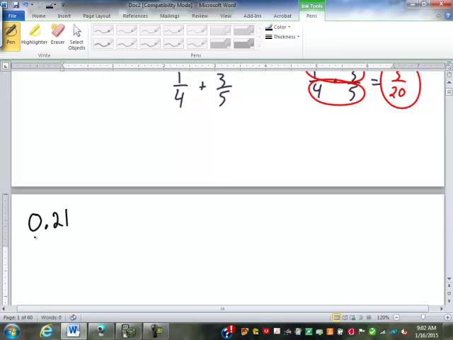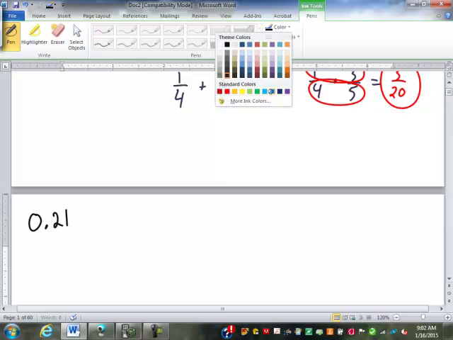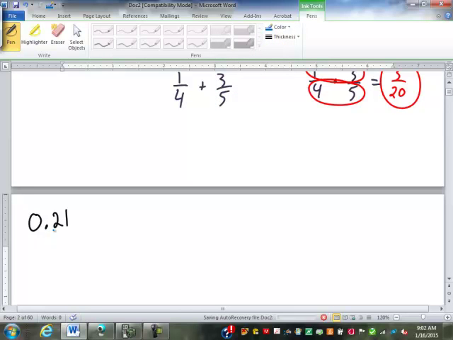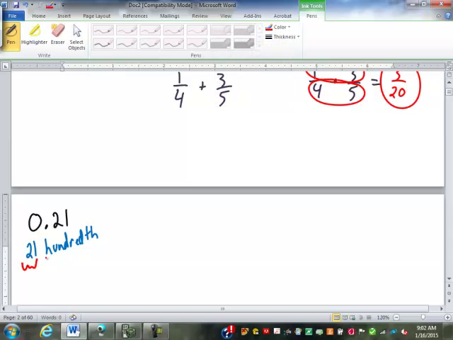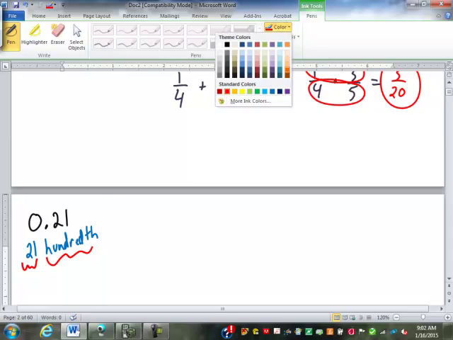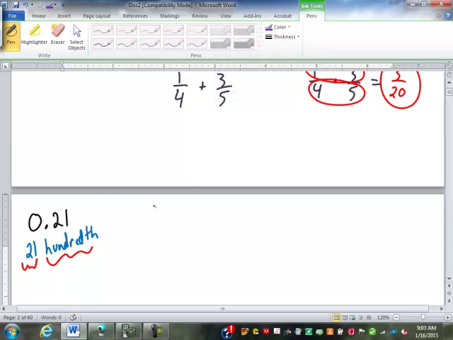Decimals, 0.21. What would be the formal way of pronouncing that? Instead of 0.21, we would say 21 hundredths. There we go. And when we write it out that way, it's fairly obvious where the count and the name are. So if we're going to add decimals, let's say 0.21 plus 0.3.